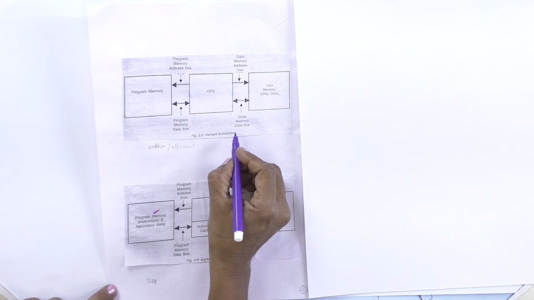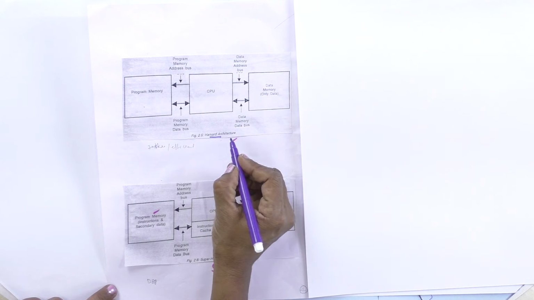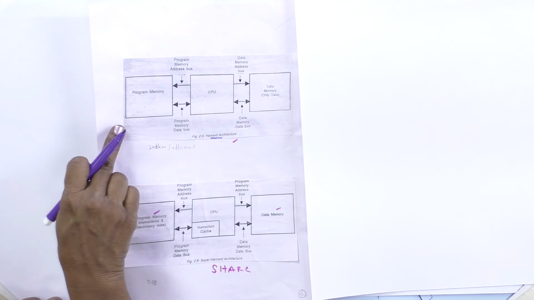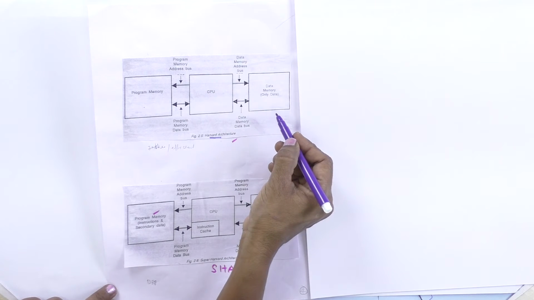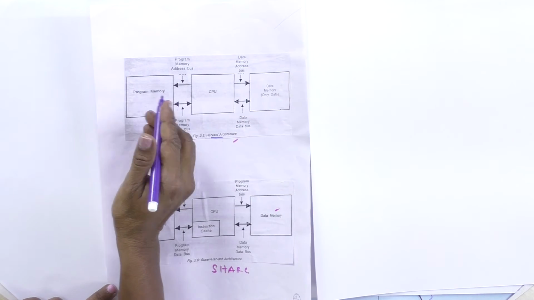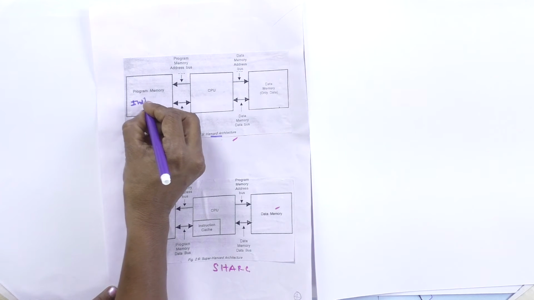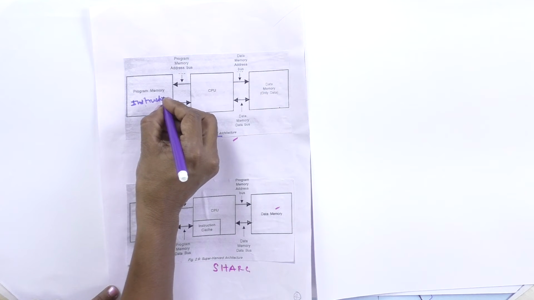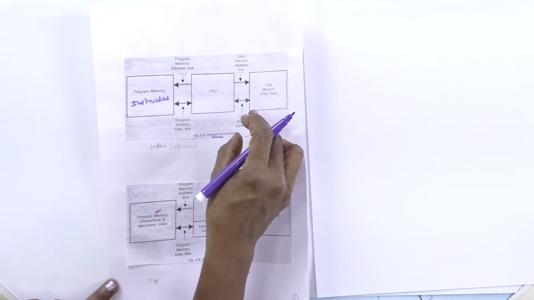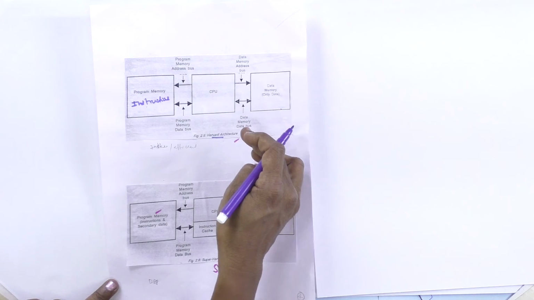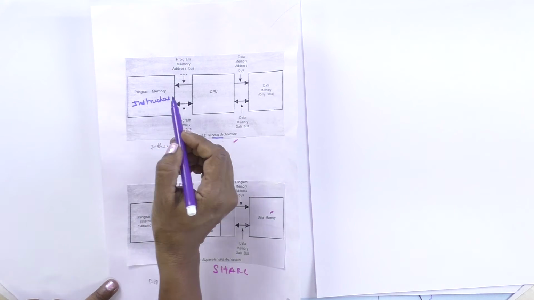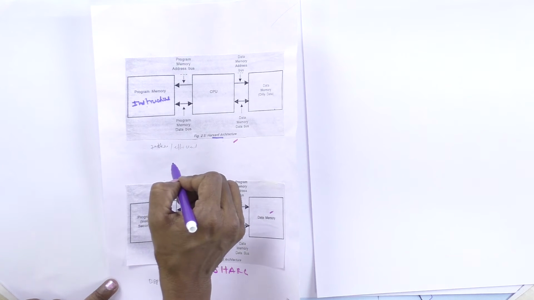So the next architecture is called Harvard architecture. When we look at the Harvard architecture, the CPU has a separate program memory and a separate data memory. The data memory holds the data and the program memory holds the instructions. As we see in this picture, the data memory has a unique data bus and an address bus. Similarly, the program memory has a unique address bus as well as a data bus.